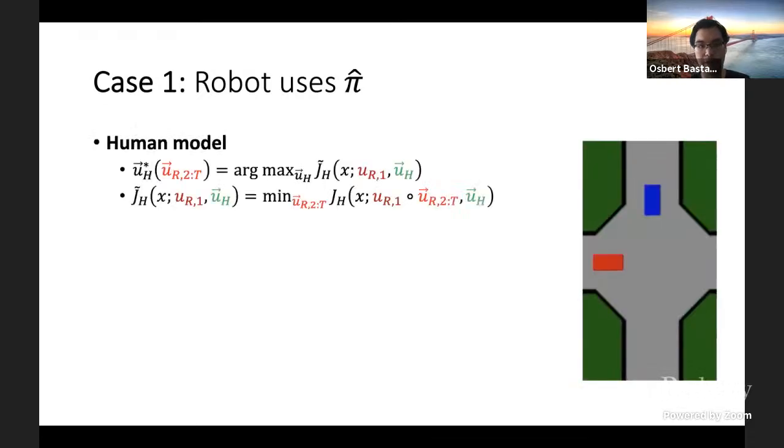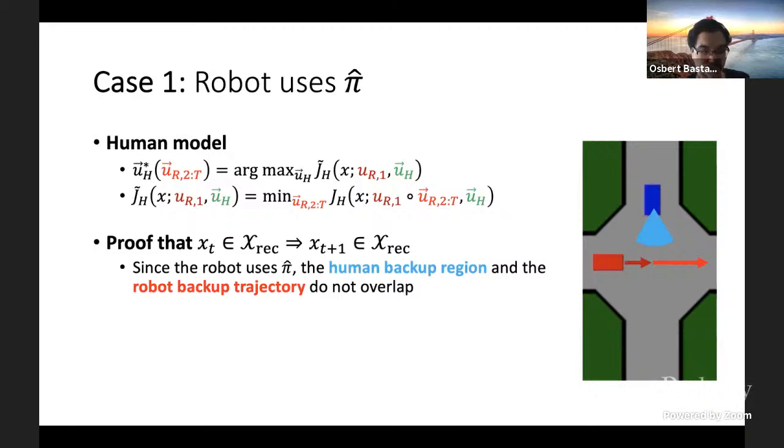This is the case where the robot uses the optimal policy pi hat. And here, again, I've recalled the human model. In this case, I've separated out the min portion of the maximin objective, and I've just denoted that by J_H tilde. And this is the objective that the human is maximizing. And now we need to prove the inductive step, which is that if we start in the recoverable set, we remain in the recoverable set.